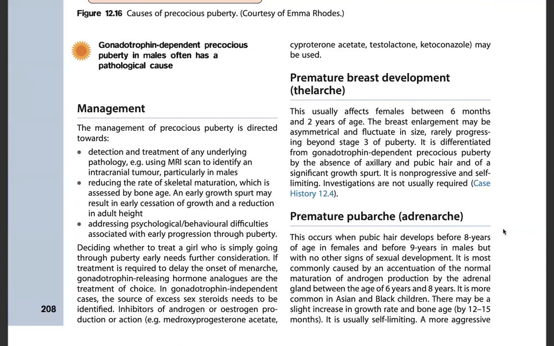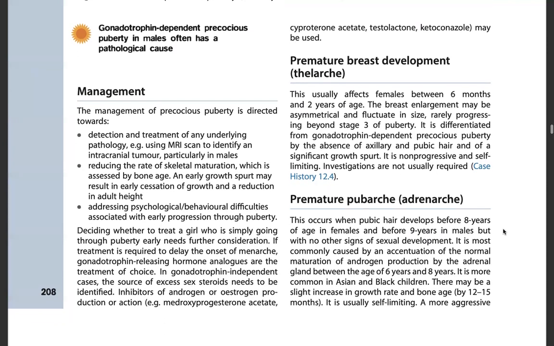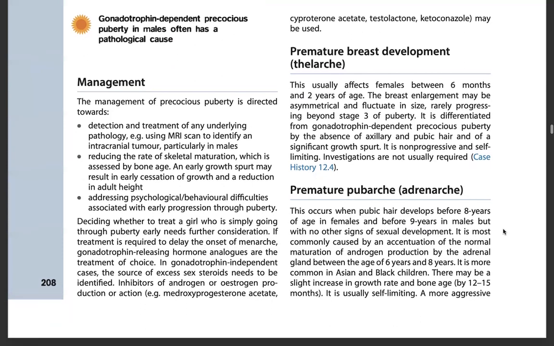The breast enlargement may be asymmetrical and fluctuate in size, rarely progressing beyond stage 3 of puberty. It is differentiated from gonadotrophin-dependent precocious puberty by the absence of axillary and pubic hair and of a significant growth spurt. It is non-progressive and self-limiting. Investigations are not usually required. Premature adrenarche occurs when pubic hair develops before 8 years of age in females and before 9 years in males, but with no other signs of sexual development.